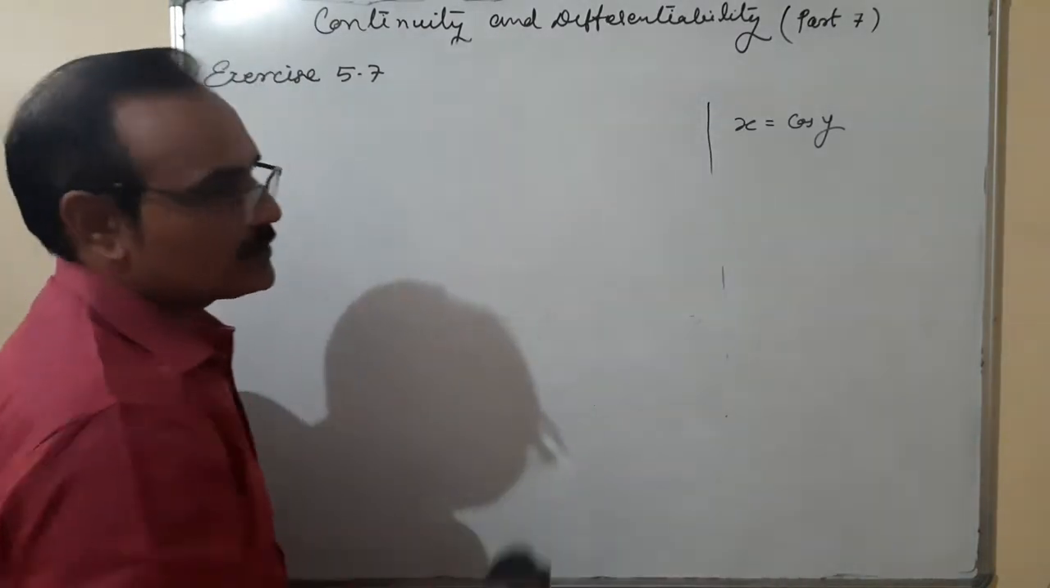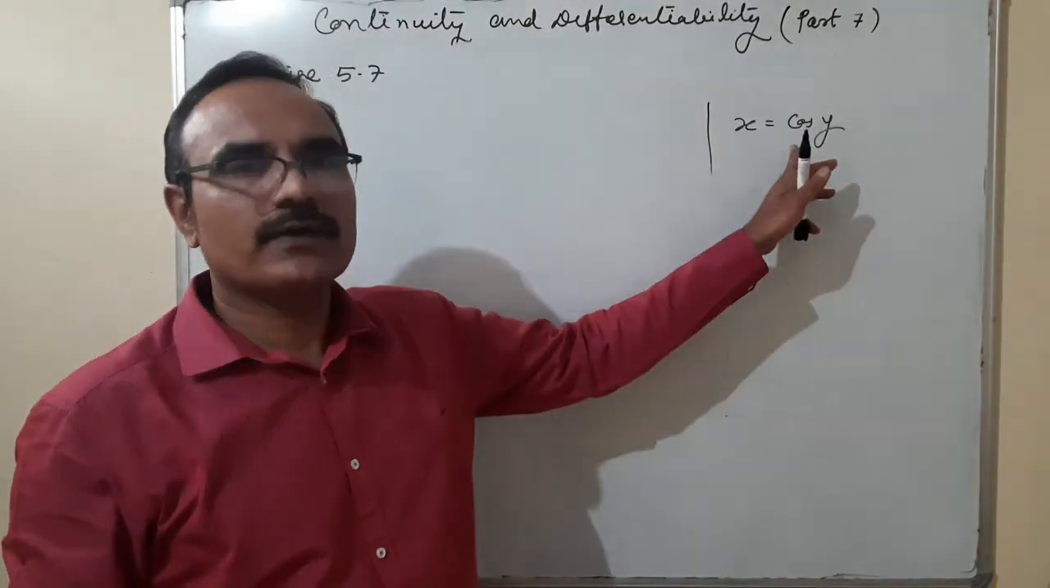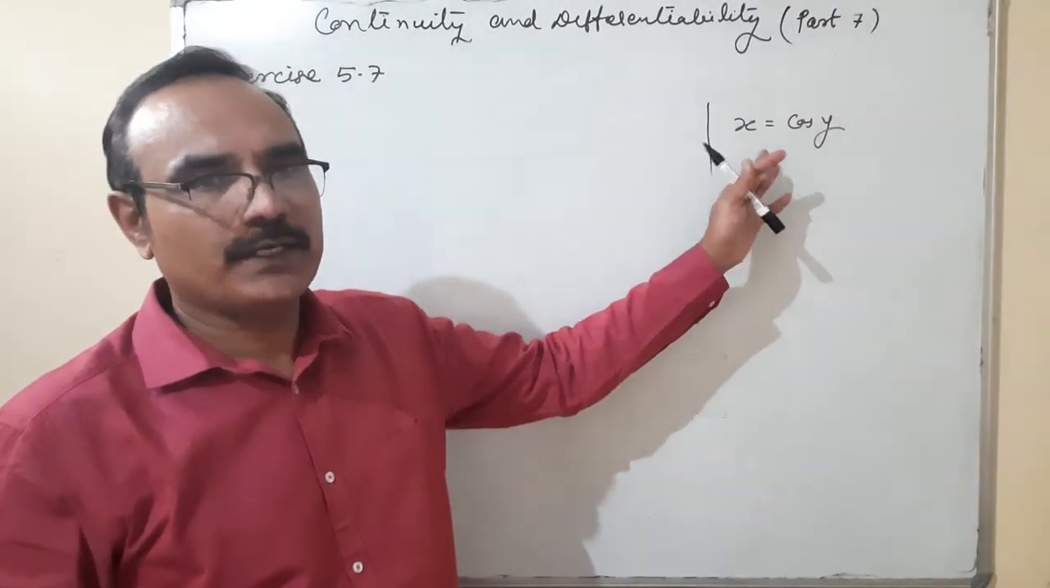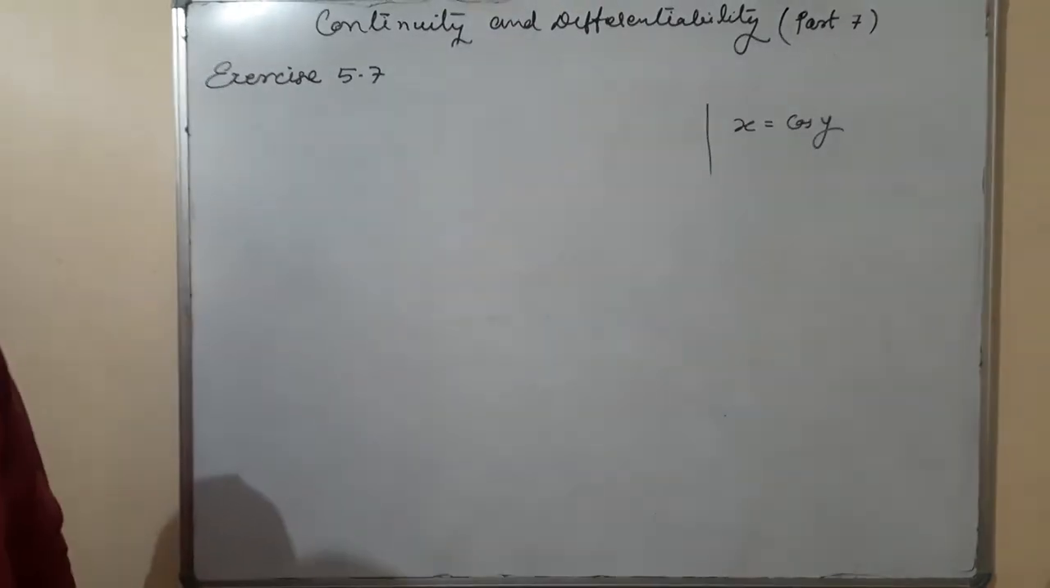We have another option also: x is equal to cos y. We differentiate the term, 1 is equal to minus sin y dy by dx, and again differentiate with respect to x. Then all the terms are coming in the form of y only.